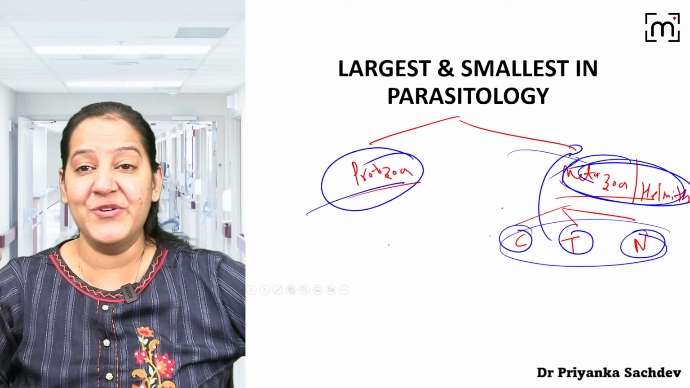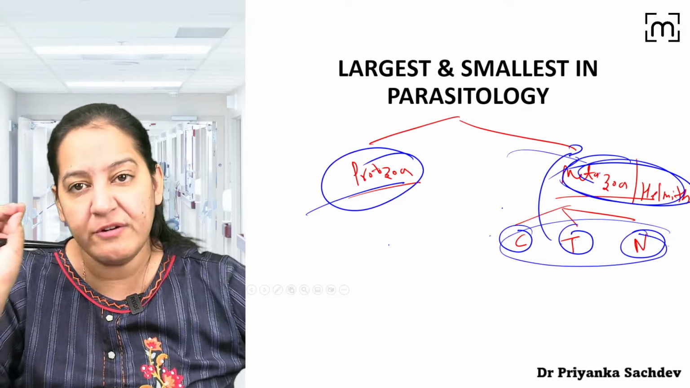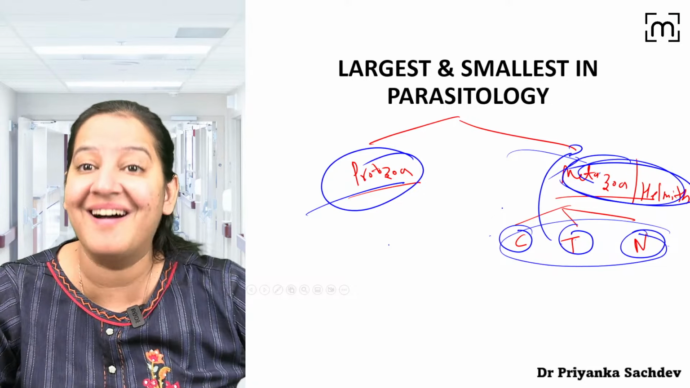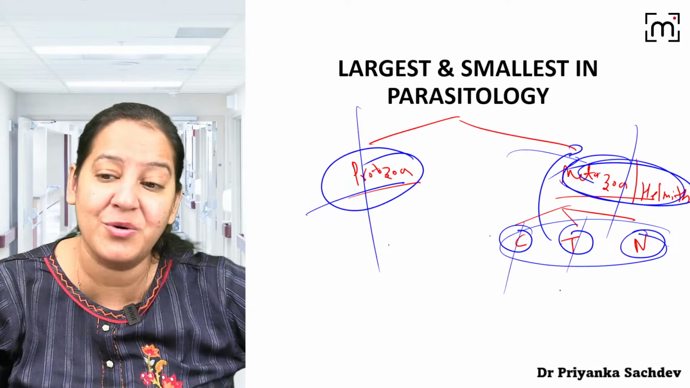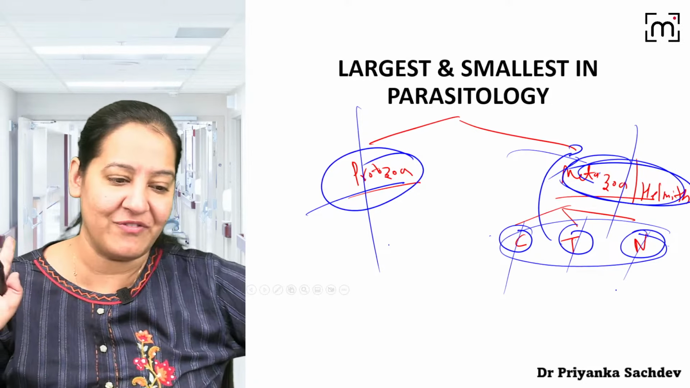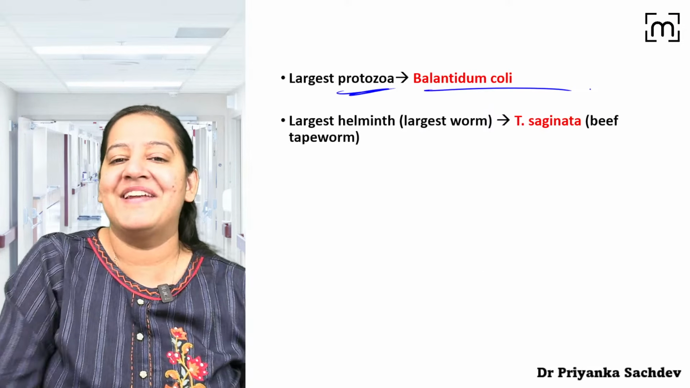Now, students always get confused: ma'am, sometimes this is the answer, sometimes that is the answer. I'm confused what the answer is. So you have to read your question properly. What are they asking? Largest what? Largest protozoa or metazoa? Among the metazoa, largest cestode or trematode or nematode? So there is a lot of confusion. Let me clarify it once and for all. Largest protozoa is Balantidium coli.